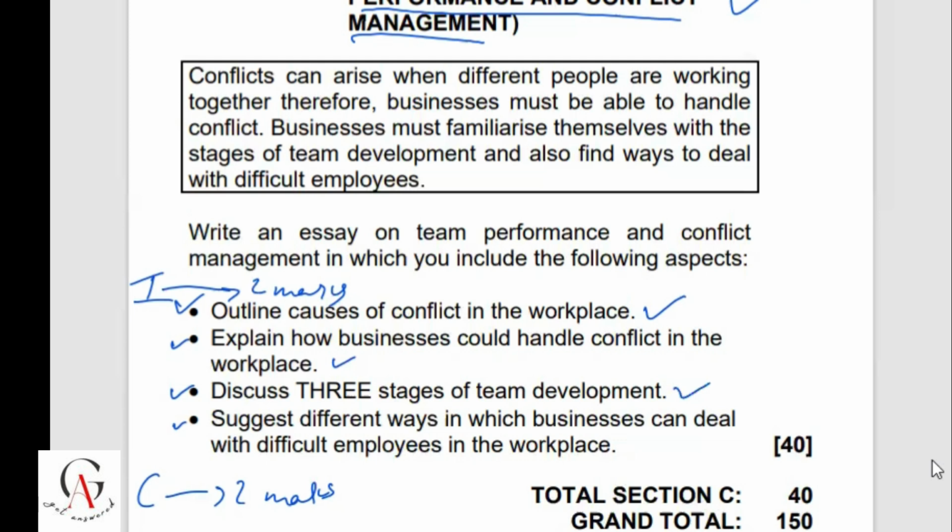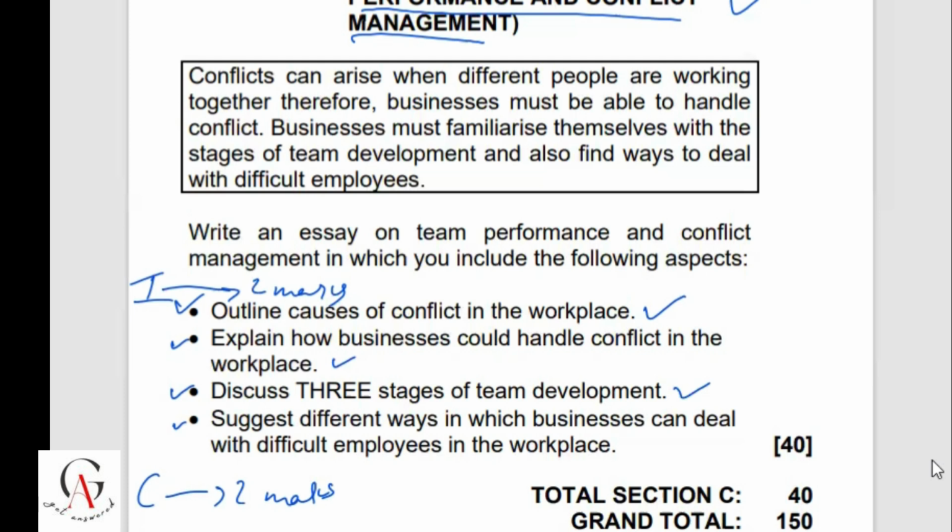Now let's check norming. Team members come to an agreement and reach a consensus. Now let's check performing, or working as a team towards a goal. Team members are aware of the strategies and aims of the team. Now let's check our adjourning stage. The focus is on completion of the task, ending the project.